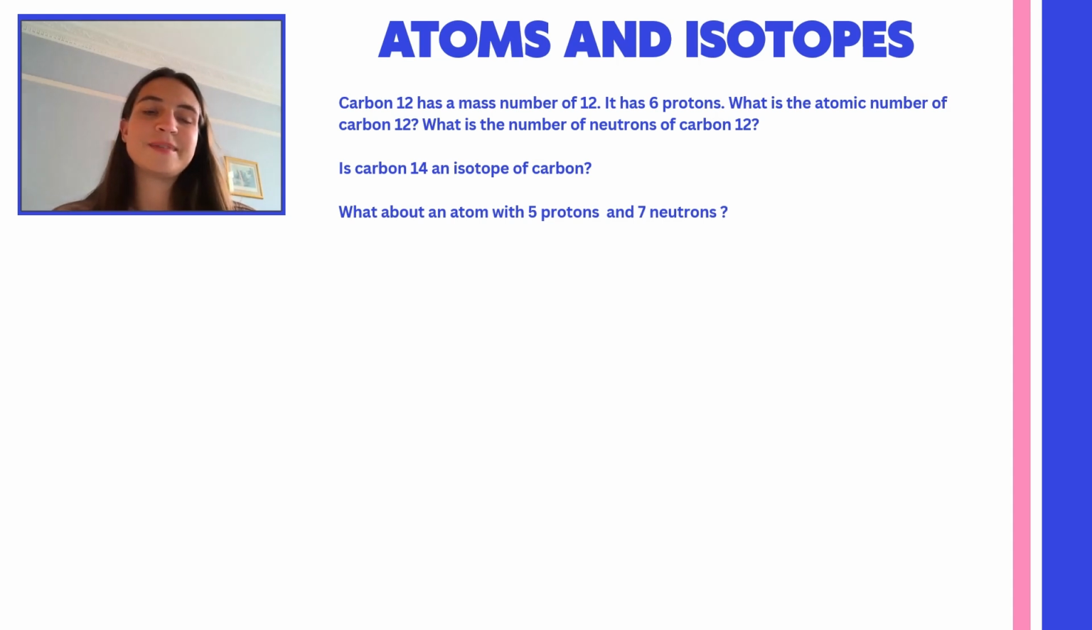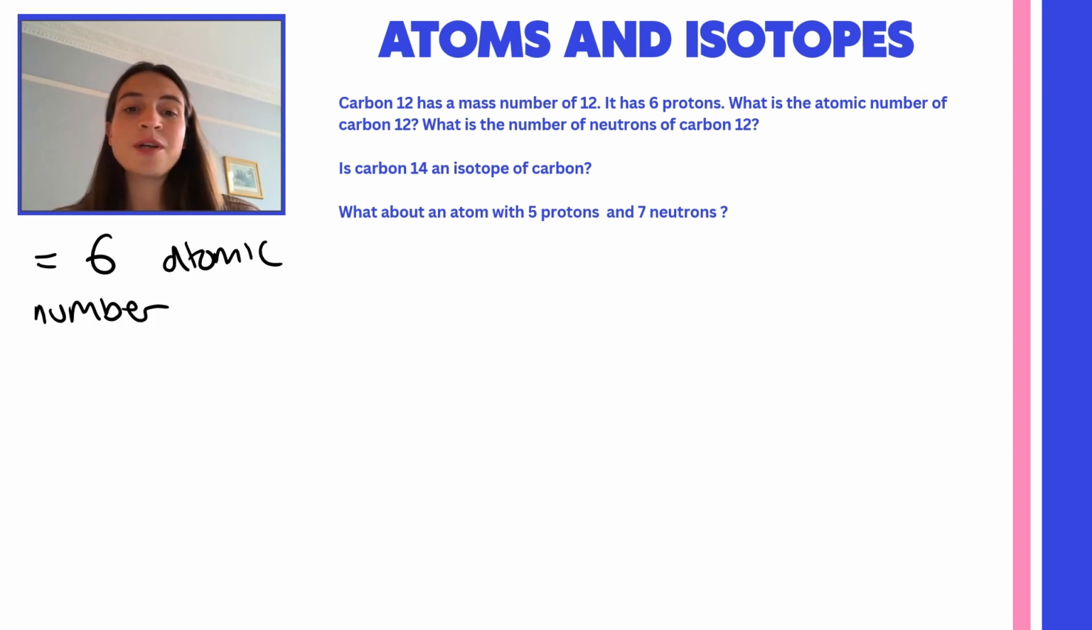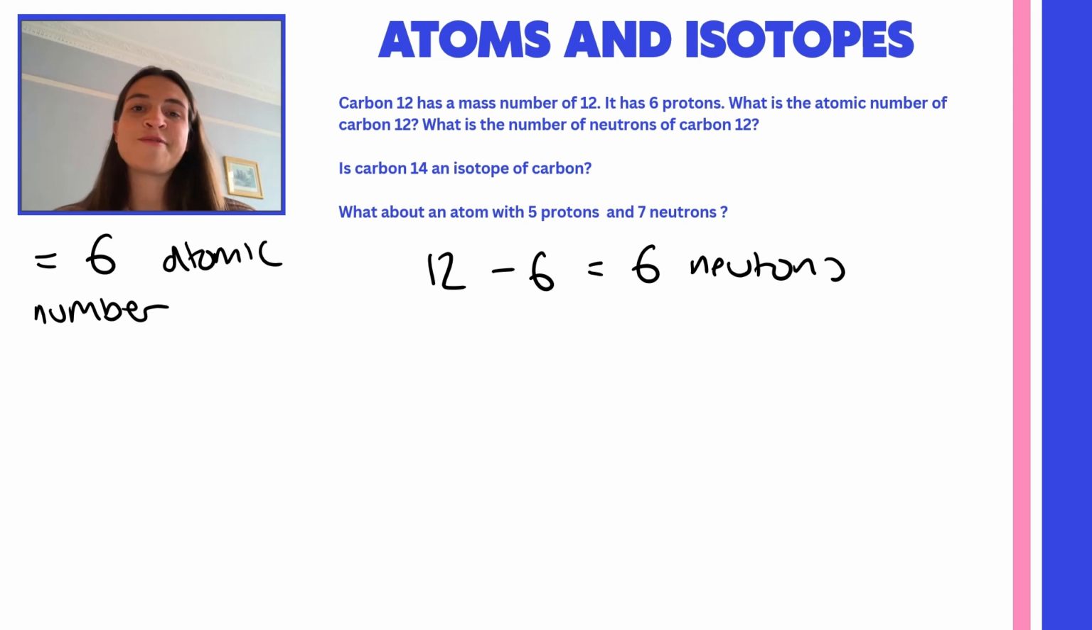Atoms and isotopes now. Carbon-12 has a mass number of 12. It has 6 protons. What is the atomic number of carbon-12? Okay, so firstly, atomic number is my number of protons, so that must just be 6. And what is the number of neutrons? Well, again, take my mass number, 12, minus the number of protons. 12 minus 6 gives me 6 neutrons.